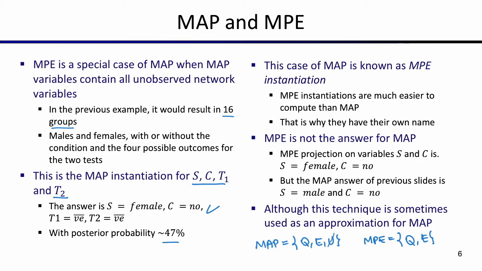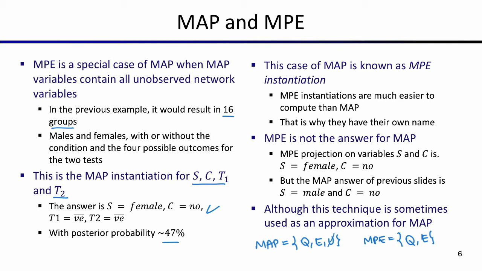So this case of MAP is known as MPE instantiation, and it tends to be a lot easier to compute than the MAP queries because it will not involve the elimination of variables. It's important to note that MPE tends to be a lot easier to compute than MAP, but MPE is not the answer for MAP queries.